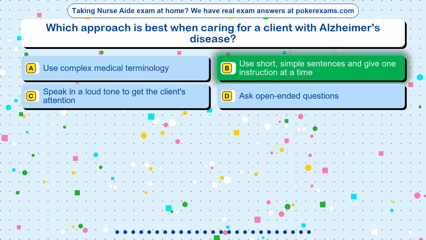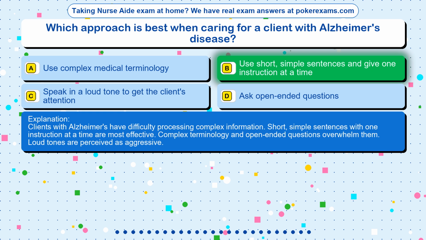The correct answer is option B. Use short, simple sentences and give one instruction at a time. Clients with Alzheimer's have difficulty processing complex information. Short, simple sentences with one instruction at a time are most effective. Complex terminology and open-ended questions overwhelm them. Loud tones are perceived as aggressive.